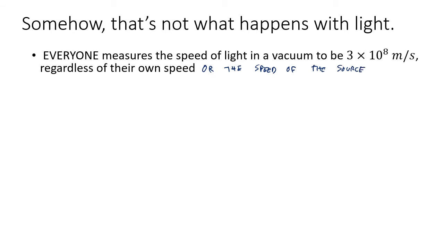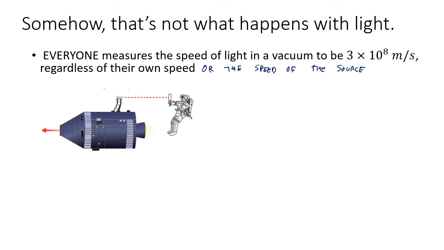In other words, no matter how hard you try, no matter what you do, you cannot put yourself in a situation where you see light traveling through a vacuum at some speed other than 3 × 10⁸ meters per second. To put it another way, if we built the outer space version of that baseball being thrown off of a pickup truck, it might look like this, right?